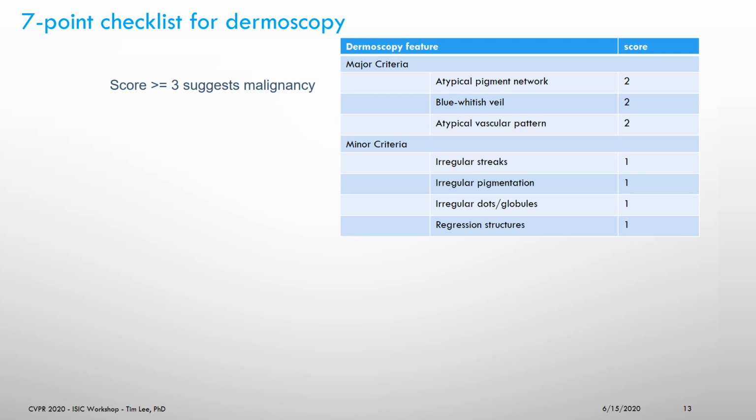Any presence of the major criteria is given 2 points, while the minor criterion is given 1 point. The total of 3 or more points will mark the lesion as a suspicious melanoma. This is a well-known algorithm, known by all dermatologists. Could we make use of this kind of clinical knowledge on top of the deep features?